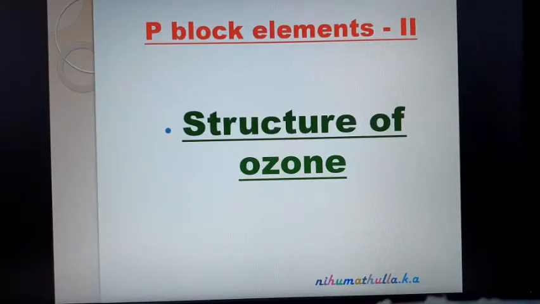P block elements 2. Structure of ozone. We know ozone is called trioxygen and the ozone molecular formula is O3. It has a bent structure, and we are going to see in this video how to draw the structure of ozone.